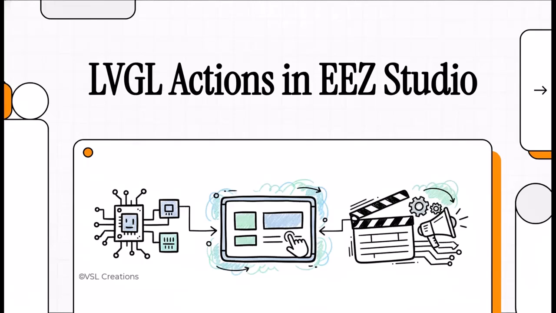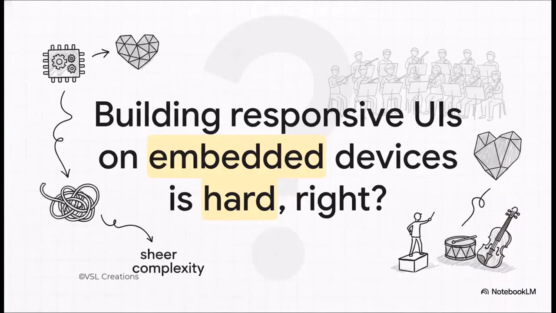Hey everyone and welcome. Today we're going to tackle something that can be a real headache for embedded developers, making a user interface that's slick, powerful, and doesn't make you want to pull your hair out writing code. We're diving into EEZ Studio and its LVGL actions, which pretty much turn you into the director of your own UI. I mean, seriously, we've all been there. You're constantly fighting against tight memory, not a lot of processing power, and just the sheer hassle of getting everything to look and feel right.